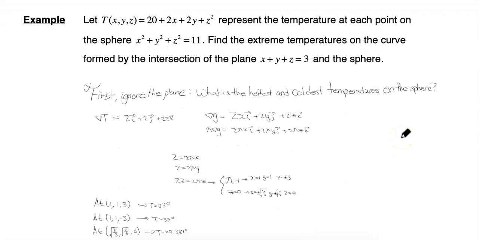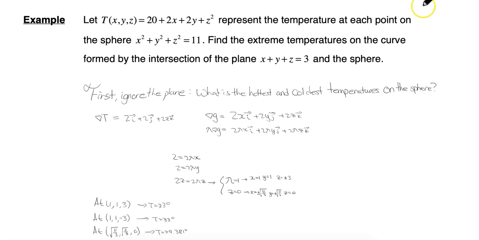The last exercise is remarkably complex, and we're going to take it in two steps. Let's read the whole question first. Let T represent the temperature at each point on the sphere x squared plus y squared plus z squared equals 11. Find the extreme temperatures on the curve formed by the intersection of the plane and the sphere.